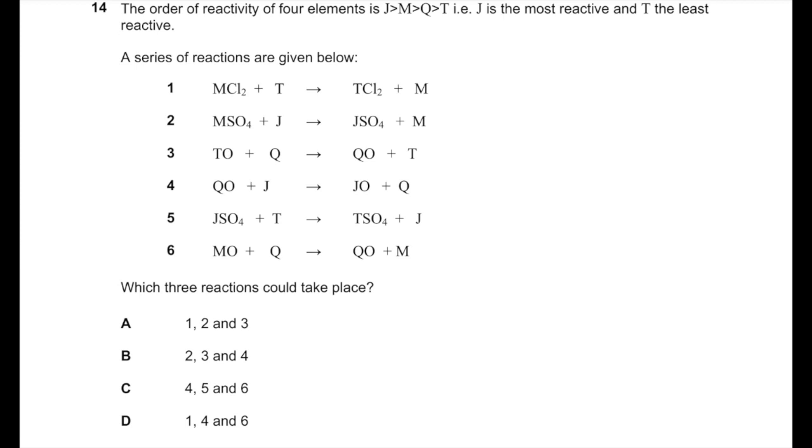So option 1, MCl2 plus T goes to TCl2 plus M. Can that reaction occur? No, it cannot, because T cannot displace M because it's less reactive. So 1 is eliminated. Can reaction 2 occur? MSO4 plus J goes to JSO4 plus M. That can occur because J is the most reactive element in this list of elements that we've been given. So therefore, 2 can occur. 3. TO plus Q goes to QO plus T.